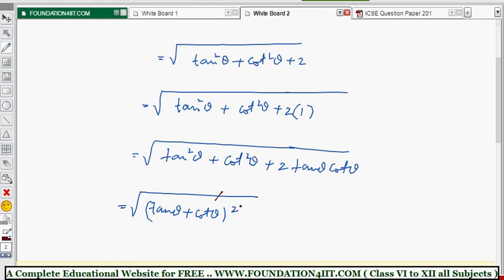So square and square root get cancelled, and that is tan theta plus cot theta. That is equal to RHS. Right?